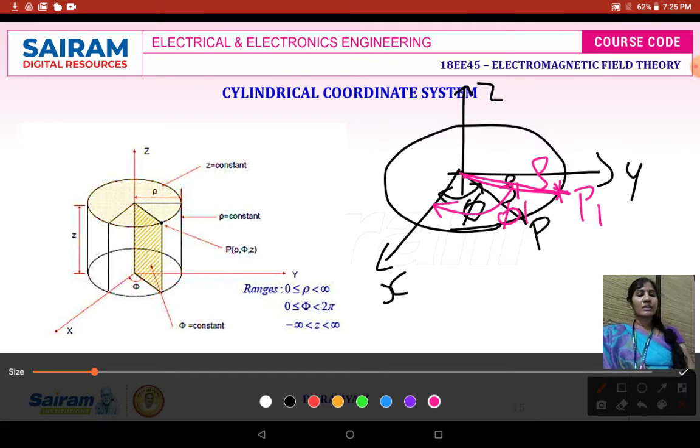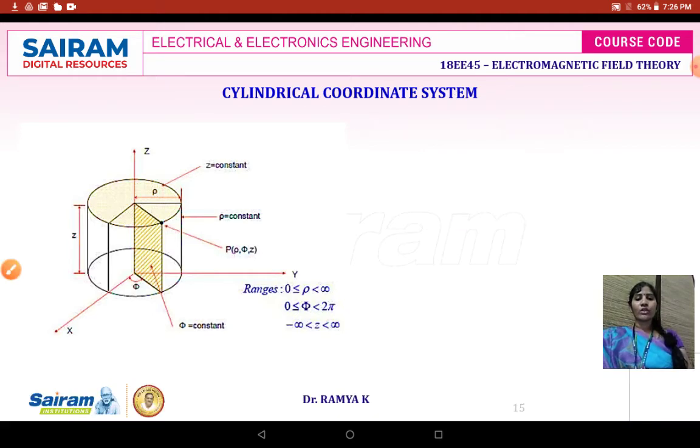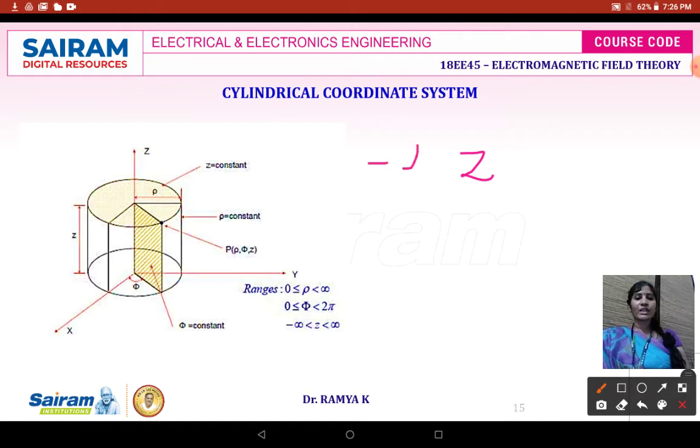So this phi could vary from 0 till 2 pi. Therefore, as the point under consideration is varied, the angle phi will also vary from 0 to 2 pi. Whereas the limit of rho will range from 0 to infinity, and the limit of z will vary from minus infinity to plus infinity.